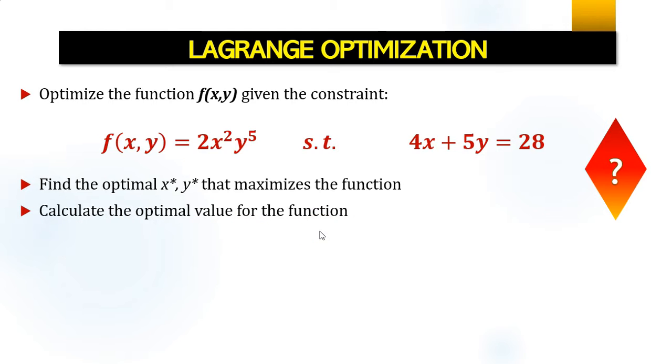Notice that in this particular chapter, we will only focus on the first order conditions. We will not evaluate the maximization or the minimization requirement. This will be done in future chapters. So let's start by finding the optimal x and y that maximizes the function, and then we will move to find the optimal value for the function f.